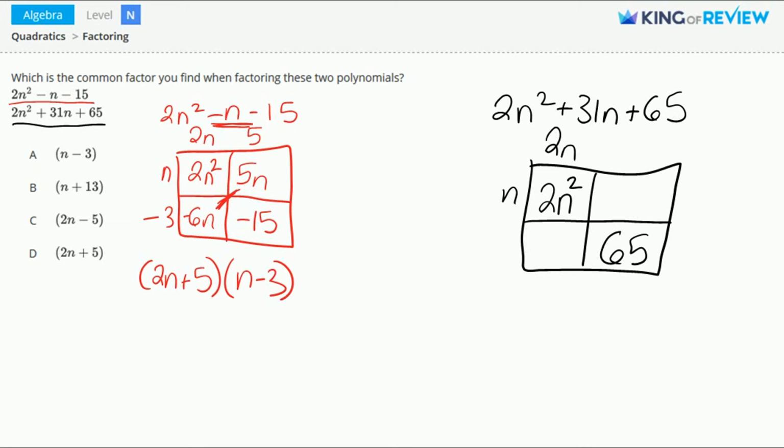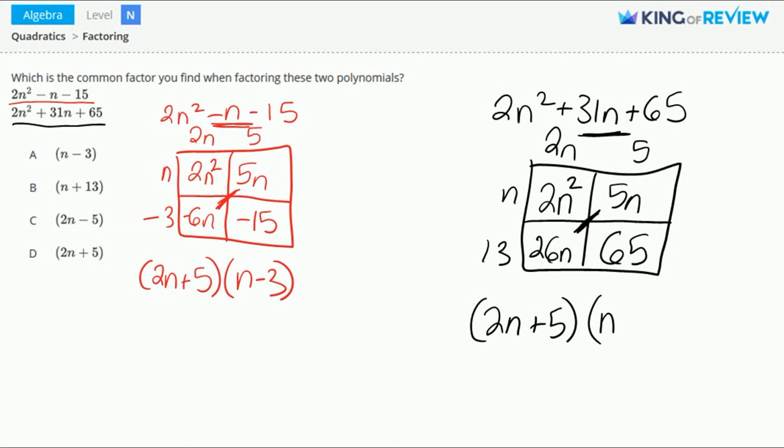And what two terms can multiply together to give 65? One option is 5 and 13. When we fill out the remainder of our box, 13 times 2n gives 26n, and n times 5 gives 5n. You see here, if we add the 26n and the 5n, we get 31n right here. So now we've factored our second polynomial as 2n plus 5 times n plus 13.